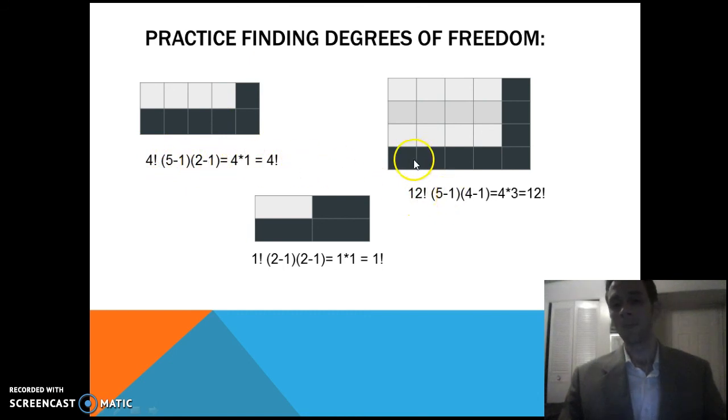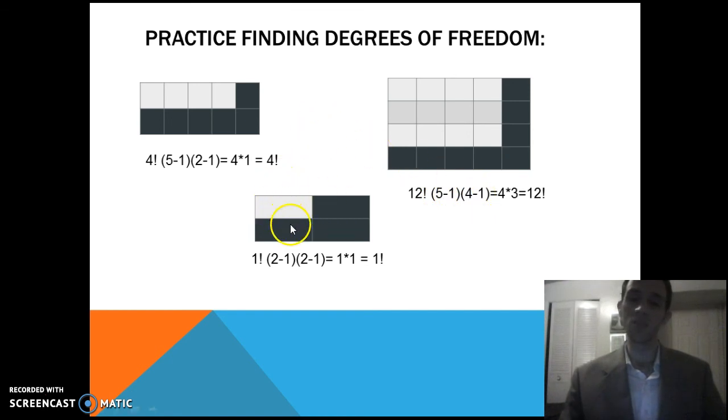Here again, in this table we cover a row, a column. We have 12 cells left here. And this gives us the same thing as 5 minus 1 times 4 minus 1, which is 4 times 3 equals 12. So we had 4 rows and 5 columns. Here's where we get our 5 minus 1 and our 4 minus 1. We get the same thing using the cover one method.